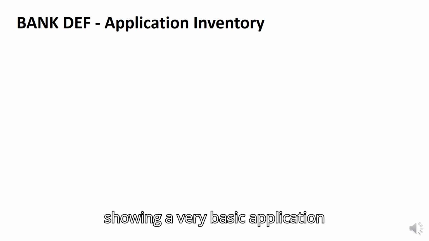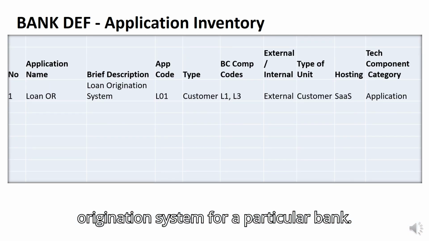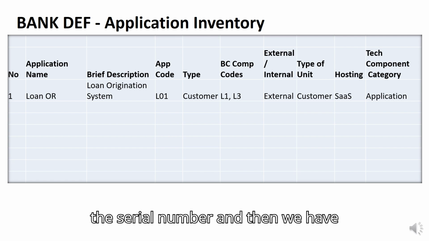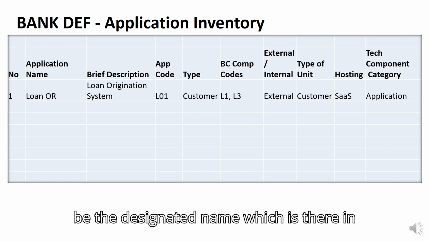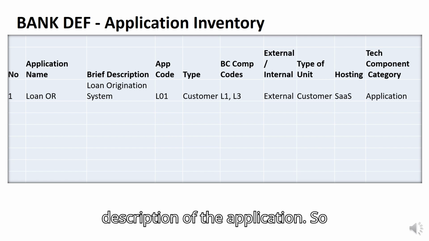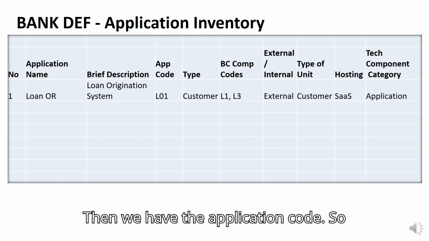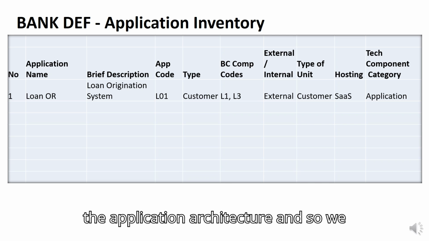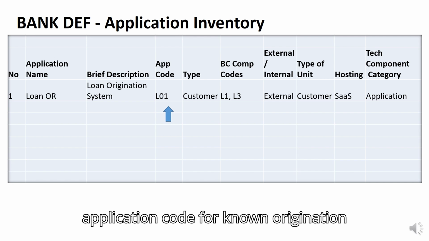Showing a very basic application inventory concerning the loan origination system for a particular bank. I've taken this example. So we will have the serial number and then we have the application name. This should be the designated name which is there in the market. The brief description of the application, so in this case it's a loan origination system. Then we have the application code. So this is where we start maintaining the application architecture, and so we have the application code here. L01 is the application code for loan origination.